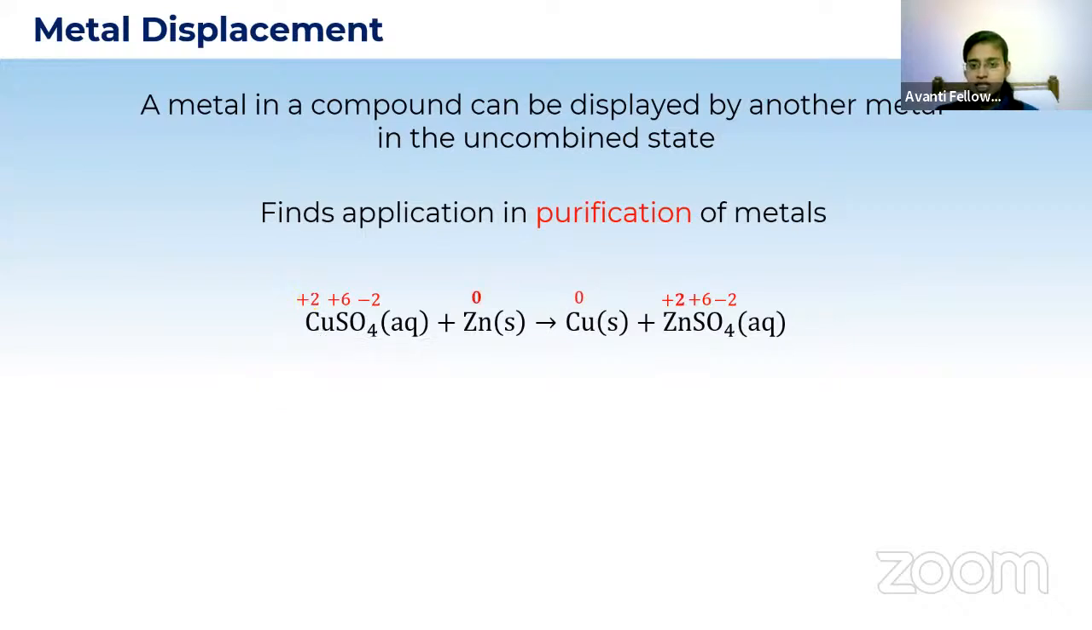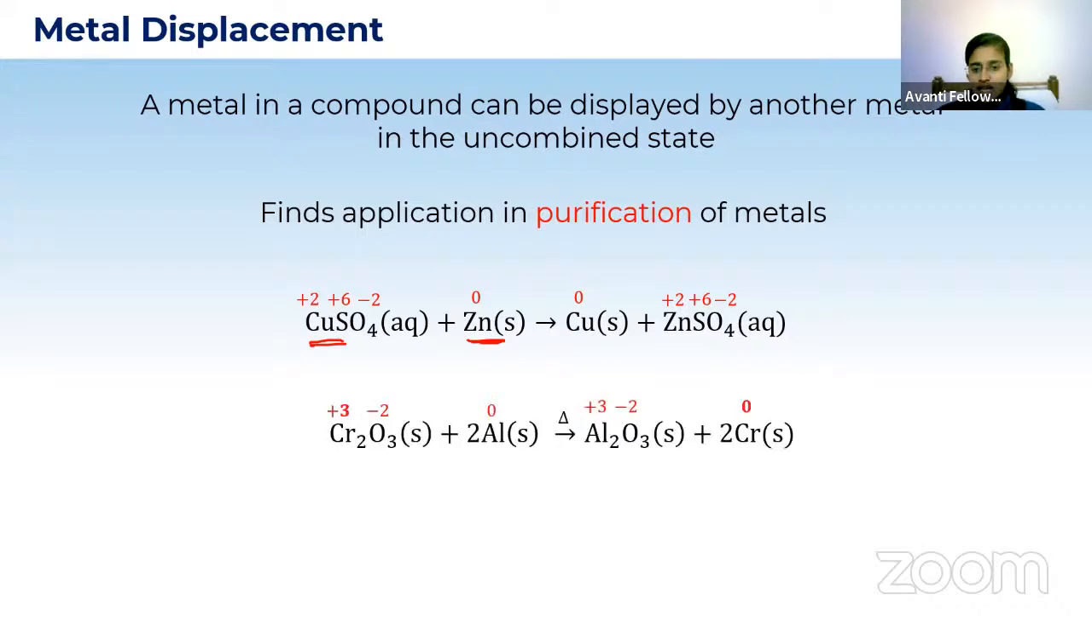Next, if you look at the oxidation state of zinc, zinc is moving from 0 to +2. 0 to +2 means it is oxidation. So zinc has got oxidized and copper has got reduced. So it is an example of a redox reaction. One metal is displacing another metal. Which metal is displacing? Zinc metal is displacing the copper metal. So it is an example of metal displacement. Okay, let's see one more example.